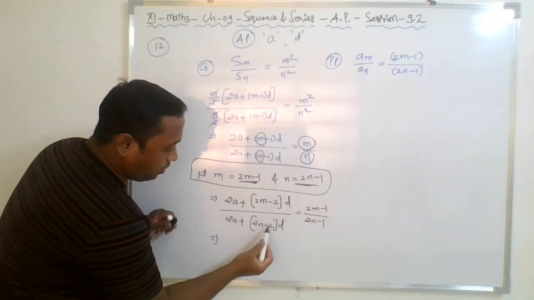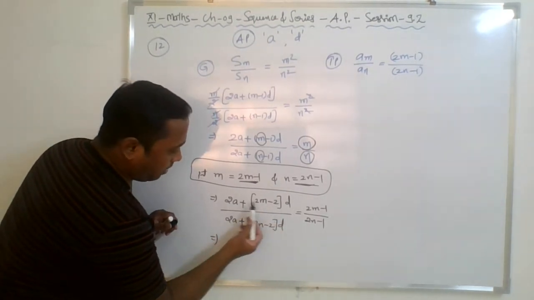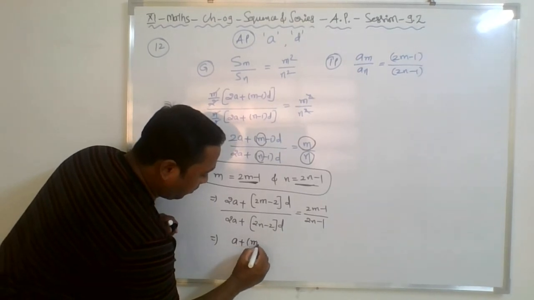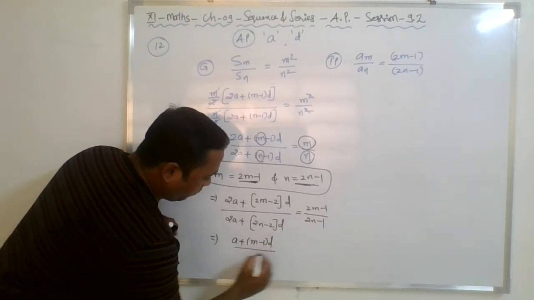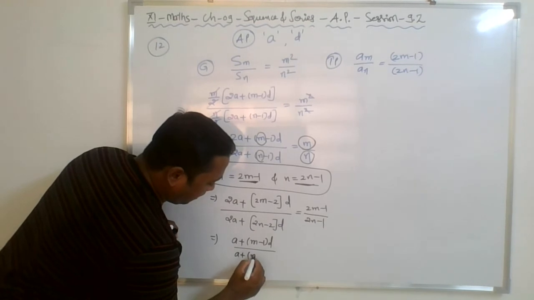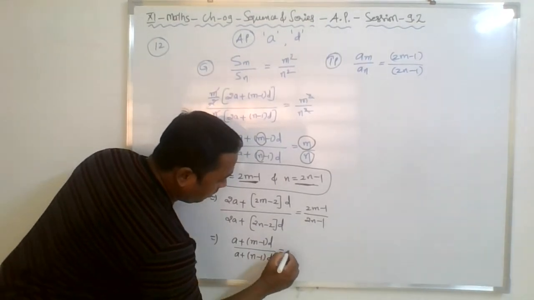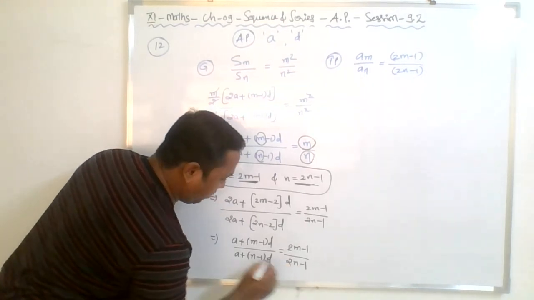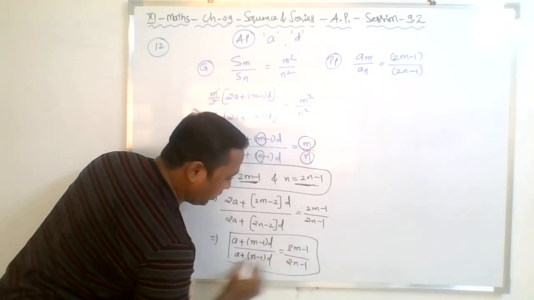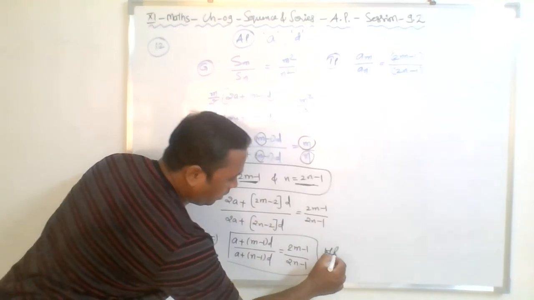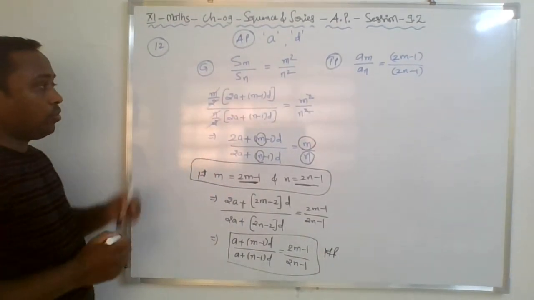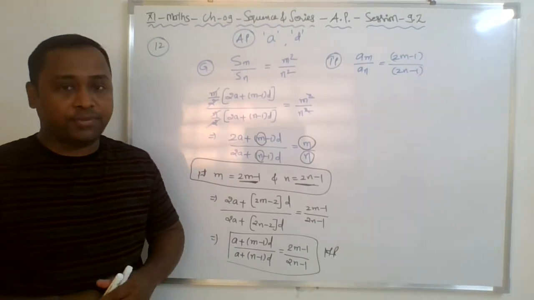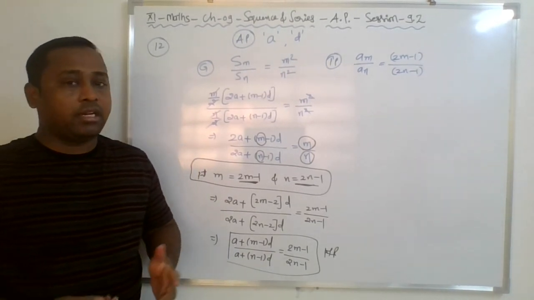Now if you observe, 2 is a common factor in the entire expression. When you take it out, what is left? a plus m minus 1 into d upon a plus n minus 1 into d, which will be equal to 2m minus 1 by 2n minus 1. Hence proved. See, it's so simple to prove if you just follow a small tip in the expression, nothing else.